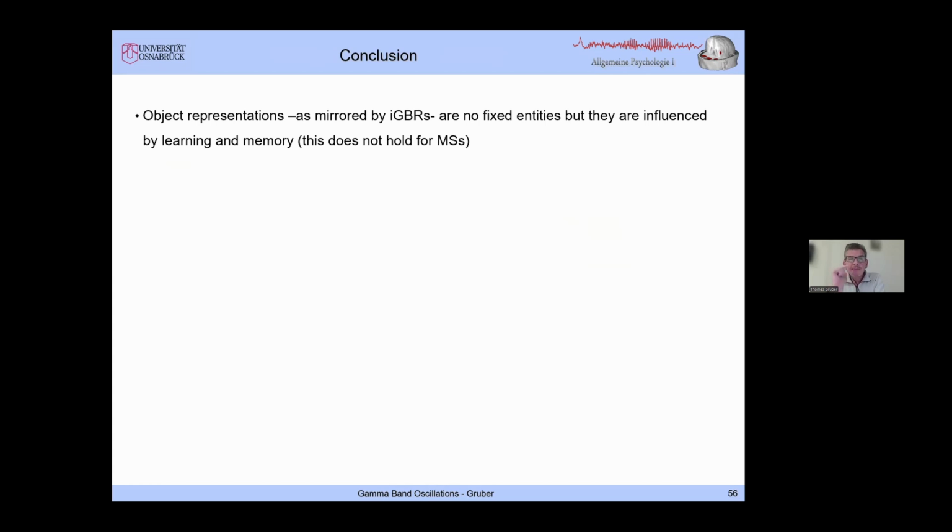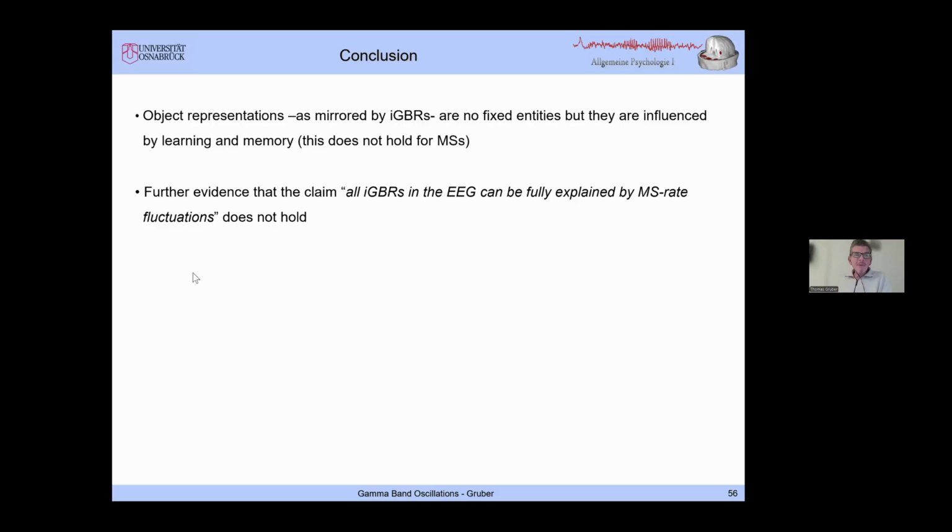Object representations, as mirrored by induced gamma band responses, are no fixed entities. They're influenced by learning and memory. But unfortunately, this also holds for microsaccades. It seems as if they're also modulated by learning and memory. However, the claim brought up by Yuval Greenberg in 2008 that all induced gamma band responses in the EEG can be fully explained by microsaccade-related fluctuations does, in my view, not hold. There are also real gamma oscillations in the human EEG.